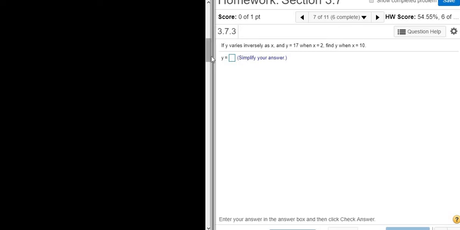Let's do this variation problem. If y varies inversely as x and y equals 17 when x equals 2, find y when x equals 10. Okay, so when you're doing these variation problems, you really want to do it in steps. So read it really slowly.